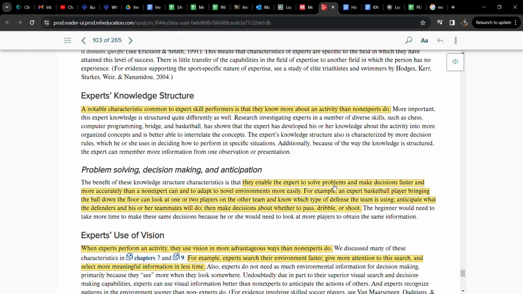Experts are able to solve problems and make decisions faster and more accurately than a non-expert can, and adapt to novel environments more easily. To use an example, a basketball player bringing the ball down the floor can look at one or two players from the other team and know which type of defense the team is using. They have the capacity to anticipate things more readily than the beginner does. And that makes sense, right? If you've done something for a very long time, you're just going to understand the little nuances that help you get, again, from point A to point B more efficiently than someone who's never done it before.